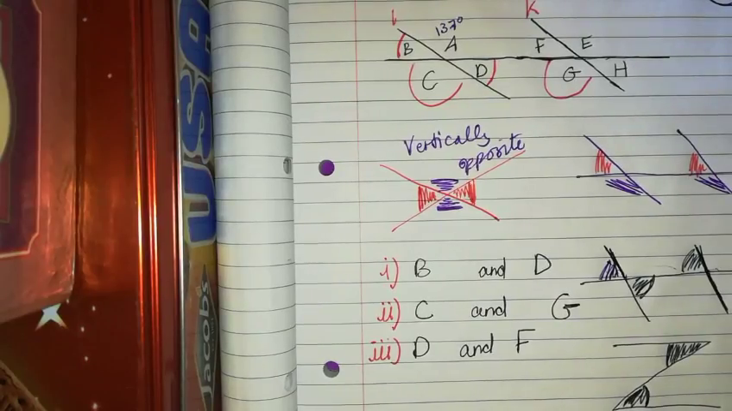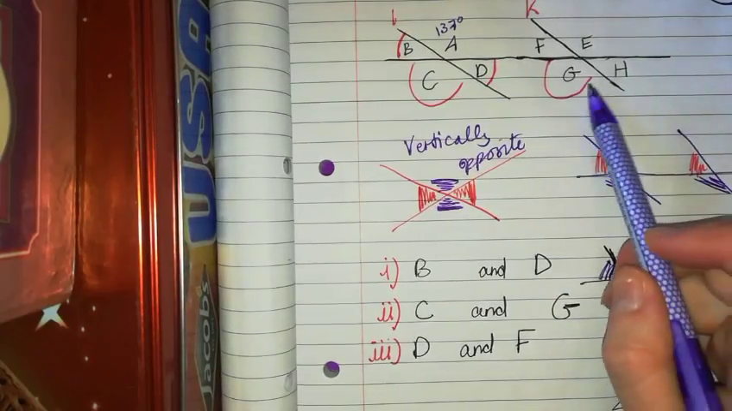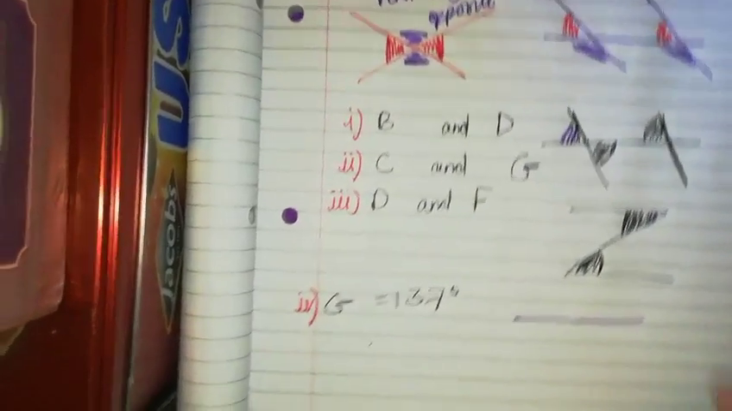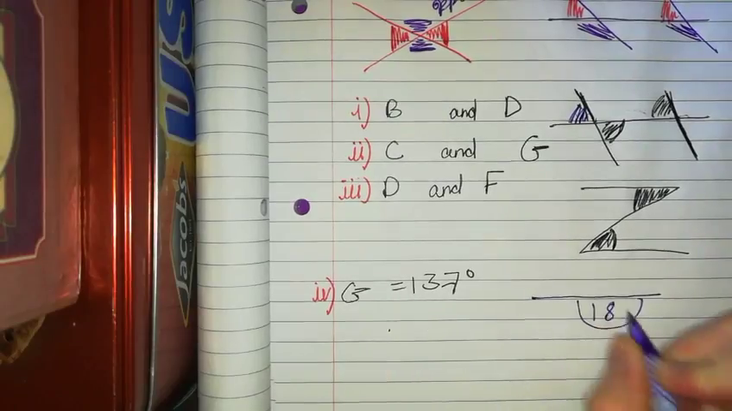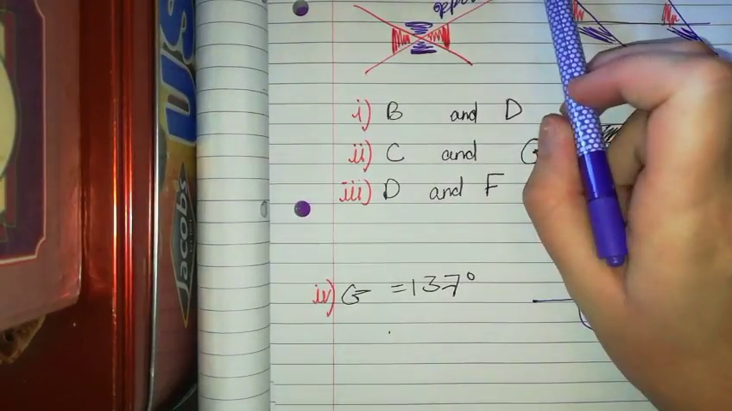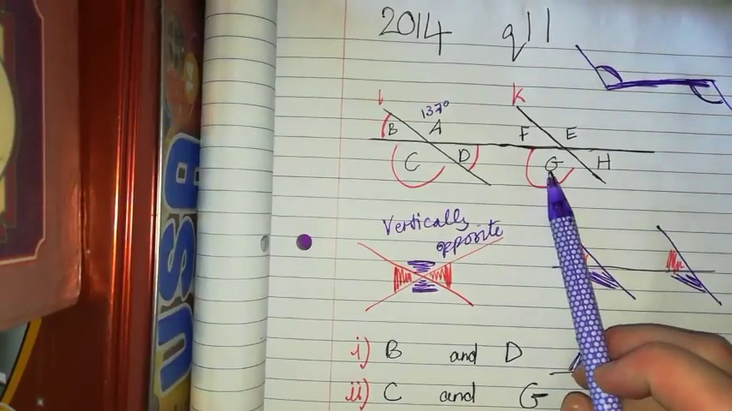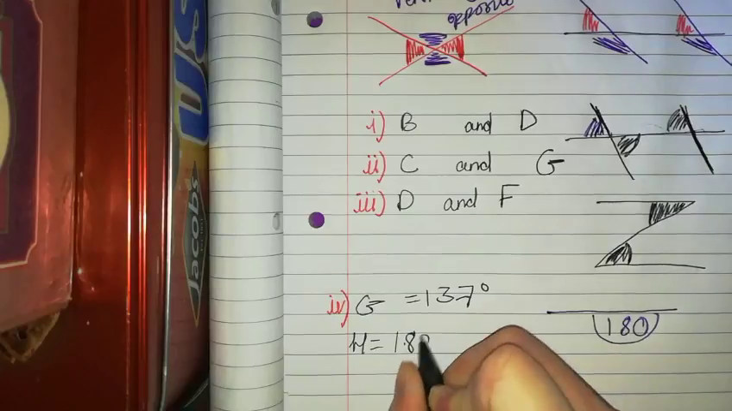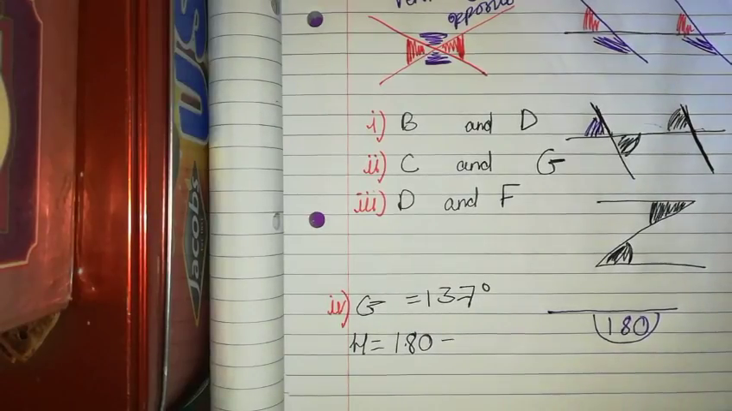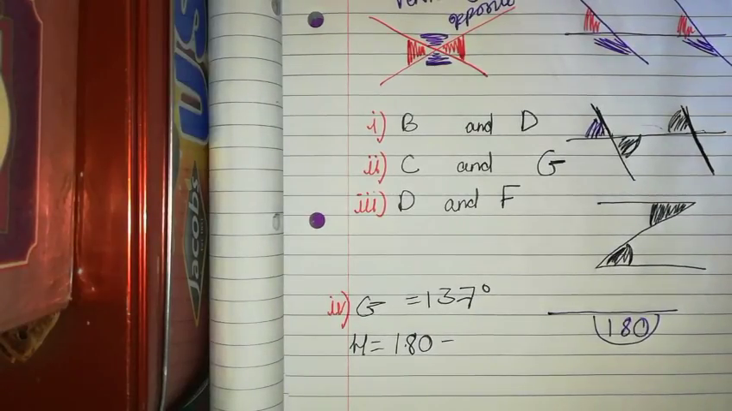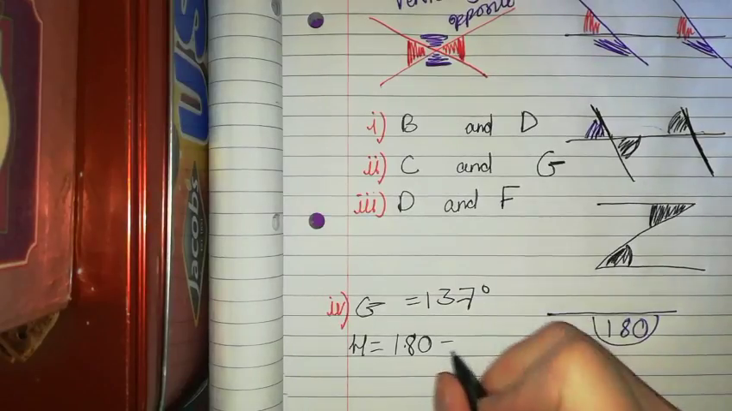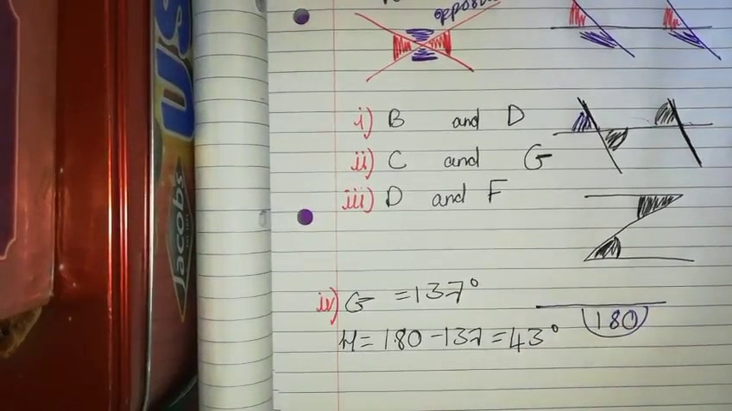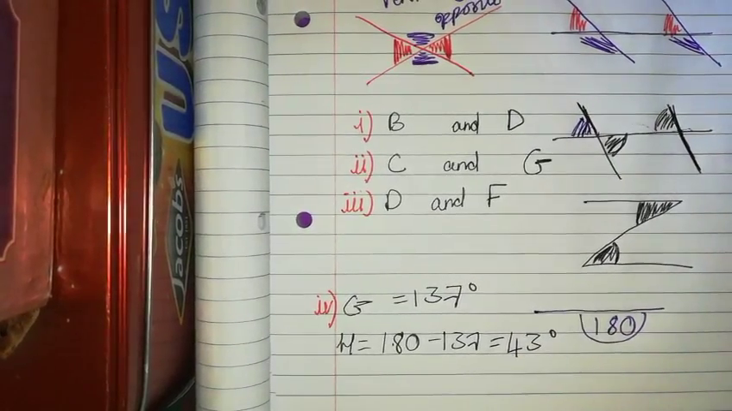And if we want to get angle H, well, angle G and angle H are on a straight line, which has an angle of 180 degrees. But if G is already taking up 137 degrees, well then H is going to be equal to 180 subtract 137, because if we have a straight line, the angle altogether is going to be equal to 180 degrees. So we get that H is equal to 43 degrees.